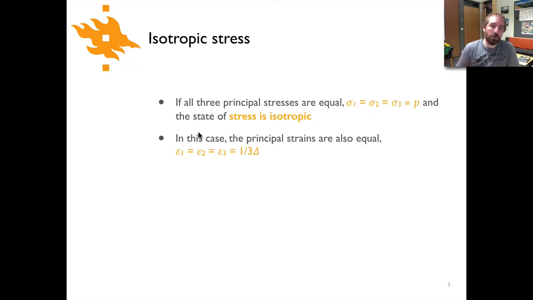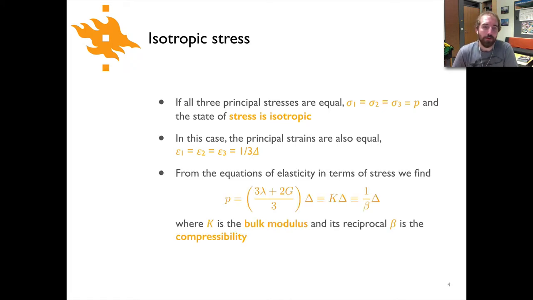In this scenario, we can also say that our principal strains are equal. So that means that the three principal strains, epsilon 1, epsilon 2, and epsilon 3, are equal to one another and equal to 1/3 of capital delta, which is the dilatation. Remember, that's simply epsilon 1 plus epsilon 2 plus epsilon 3.